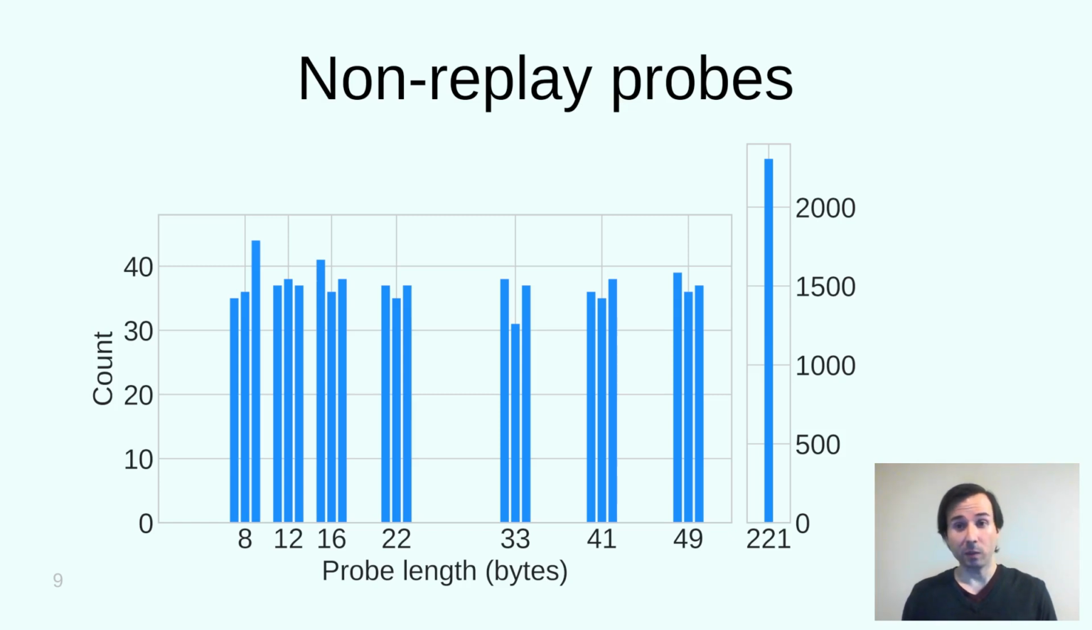Besides those, notice the different scales here. The great majority of the non-replay probes had length exactly 221 bytes. Now this is an interesting and thought-provoking distribution of packet lengths. The authors think they have at least a partial explanation for why active probers send probes of these lengths.